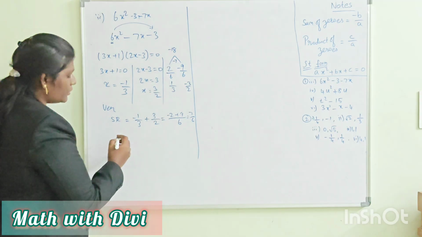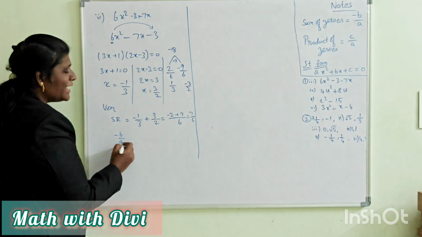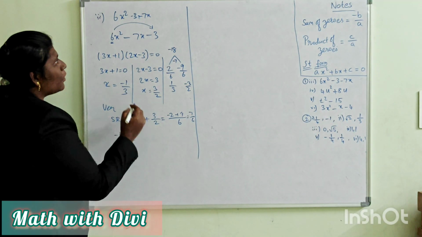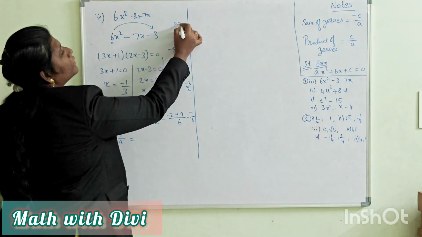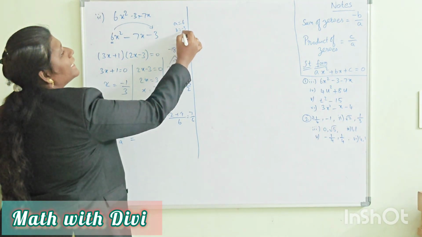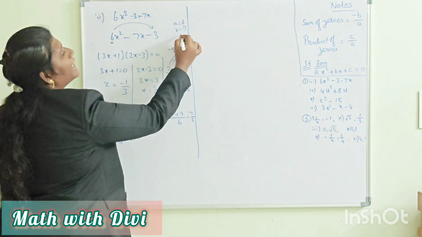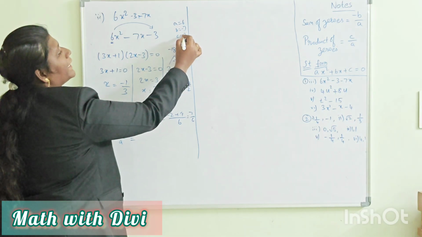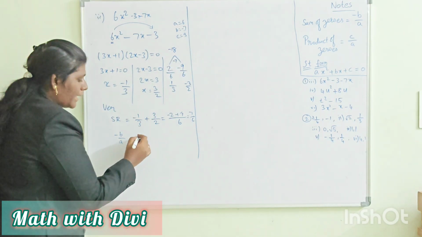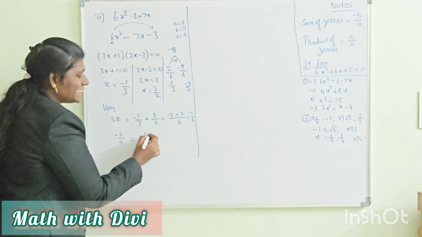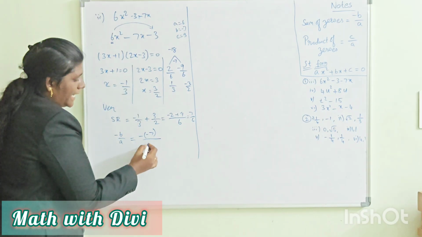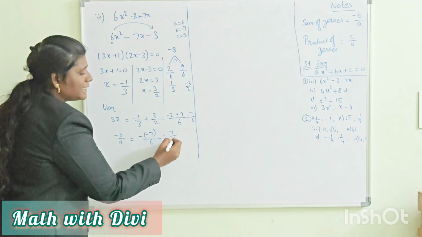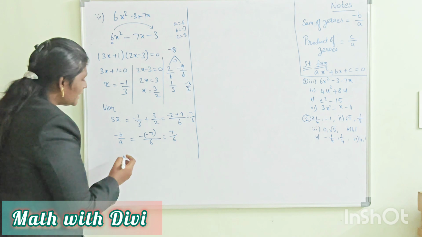So sum of roots is minus b by a, right? Minus b by a is equal to, what is a? a is equal to 6, b is equal to minus 7 and c is equal to minus 3, right? So minus of b is 7, by a is 6, right? It is plus 7 by 6. Both are equal, right? Yes.